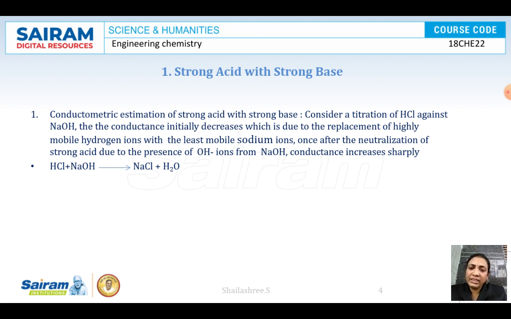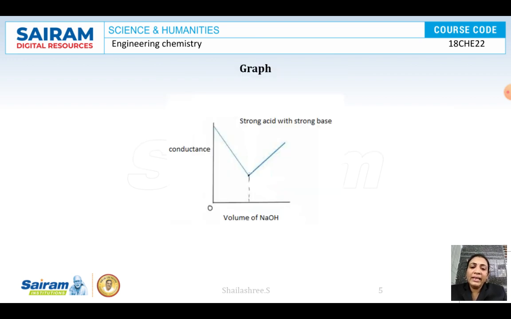Until the HCl is present, conductance will be decreasing. Once the HCl is completely neutralized, what will happen? There will be an increase in conductance, due to the availability of hydroxyl ions from the sodium hydroxide added. When we plot the graph for these values, we get a graph like this. The conductance decreases first, and then once all the strong acid is neutralized, it increases. The point of intersection of these two lines gives us the neutralization point.